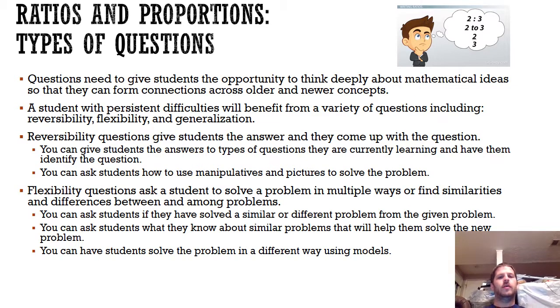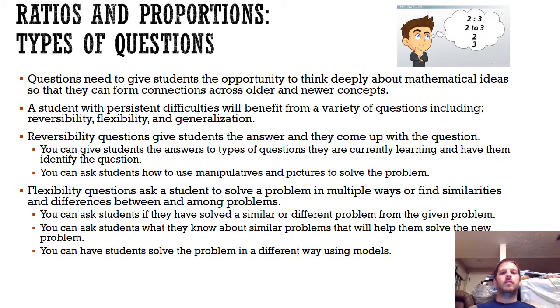Types of questions. Questions need to give students the opportunity to think deeply about mathematical ideas so that they can form connections across older and newer concepts. A student with persistent difficulties will benefit from a variety of questions including reversibility, flexibility, and generalization. Reversibility questions give students the answer and they come up with the question. You can give students the answers to types of questions they're currently learning and have them identify the question, or you can ask students how to use manipulatives and pictures to solve the problem.